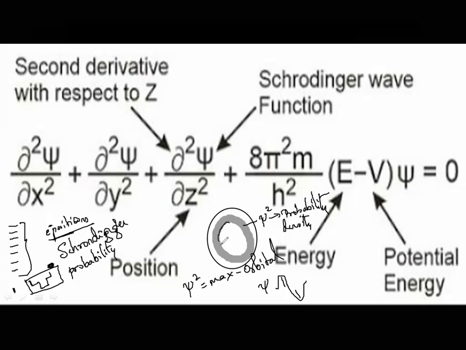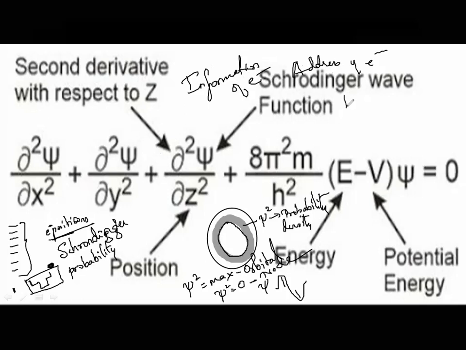And there is some region in the atom where psi square is 0. That means the probability of finding an electron is absolutely nil. It is 0. And that particular region in the atom is called a node. Understanding? So this expression gives us the entire information of the electron in an atom. You can say it gives us the entire address of the electron in an atom. Address means the position, the energy, velocity, everything about the electron.